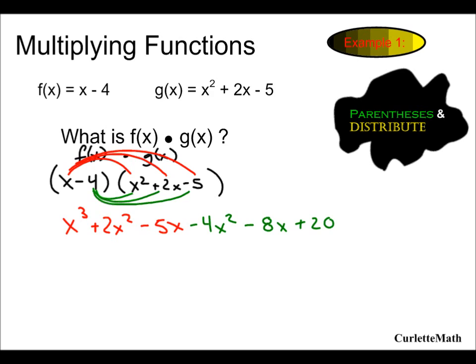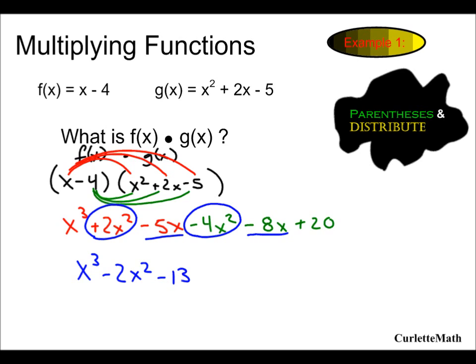Again, I'm going to go through and combine like terms. I only have 1x cubed, so I'll just have x cubed. Take care of my x squares. I have 2x squared and a negative 4x squared. That will give me negative 2x squared. A negative 5x and a negative 8x will give me negative 13x, and then my plus 20.